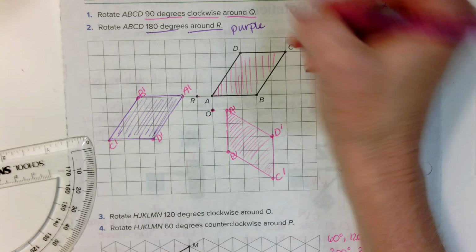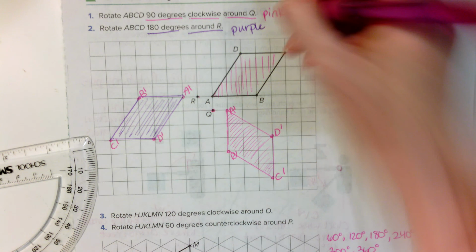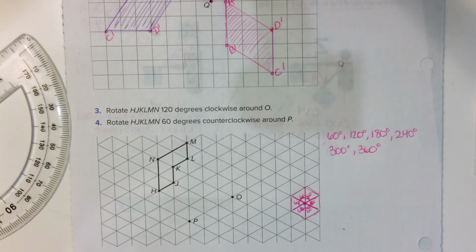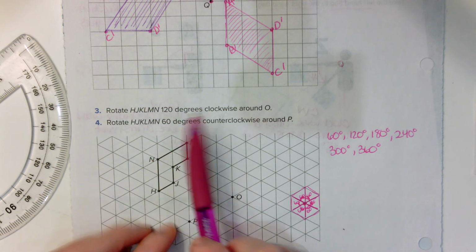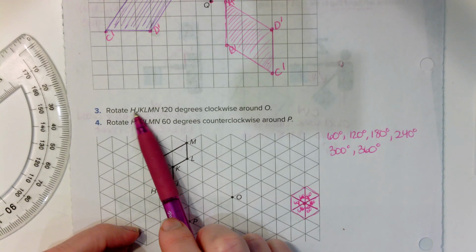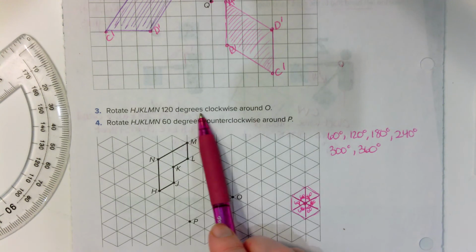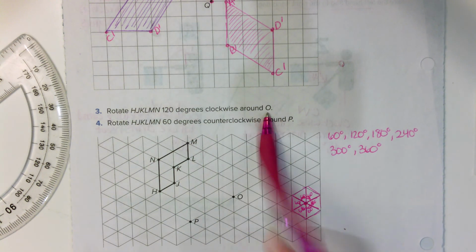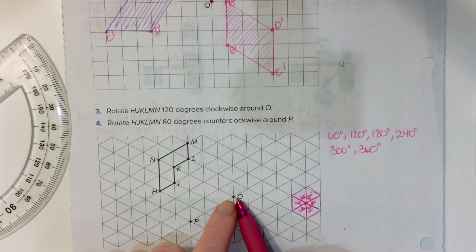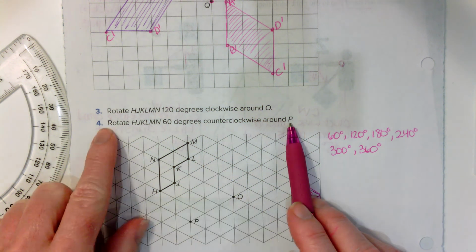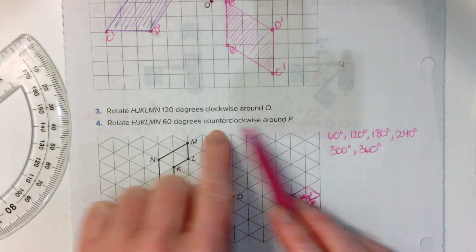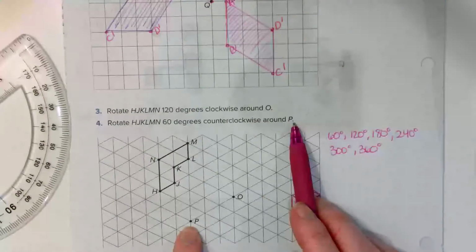So let's take a look at my rotations when they are on a hexagonal grid. The first one it wants me to do is number 3. It wants me to take H, J, K, L, M, and N. This is my original figure. Rotate it 120 degrees clockwise around O. So O is my center here. Notice when you're going to do number 4, it's counterclockwise and it's around P, which is down here.